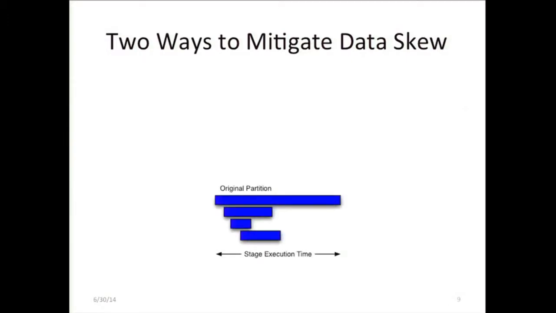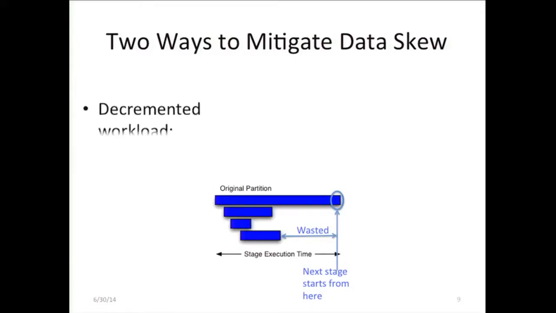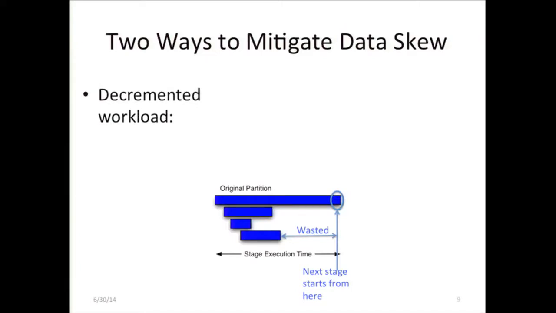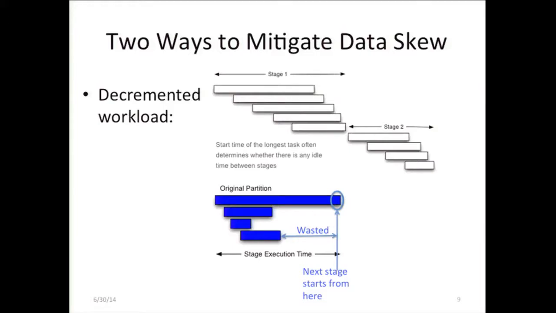What you can see here is a problematic partitioning. We know the next stage will only start from the end of this longest task. So basically, this period of time is wasted for your application. The first way we do it, we call decremented workload. We know that the start time of the longest task often determines whether there is any idle time between stages or not. So basically, we want the tasks that have been issued early to have a heavier workload than the later ones. In that way, we will have less time being wasted.